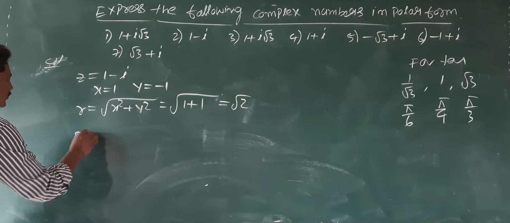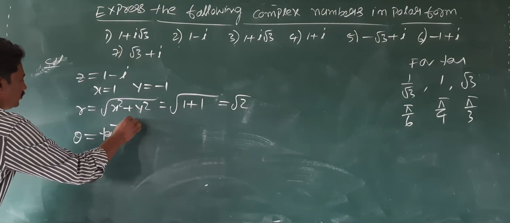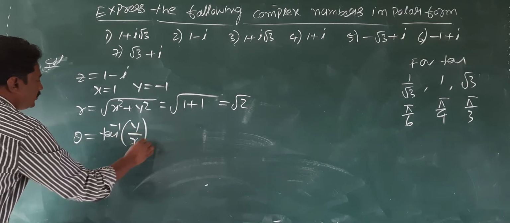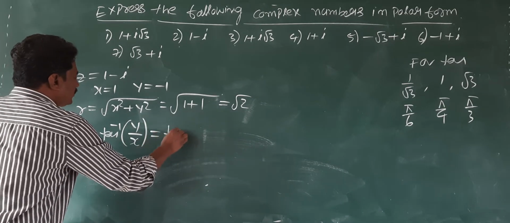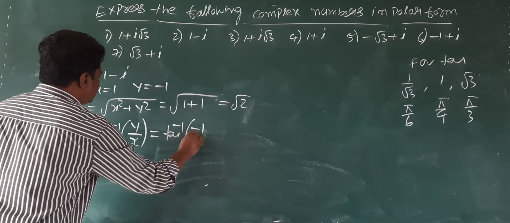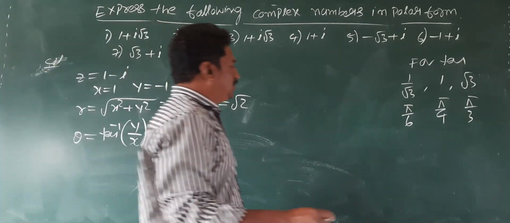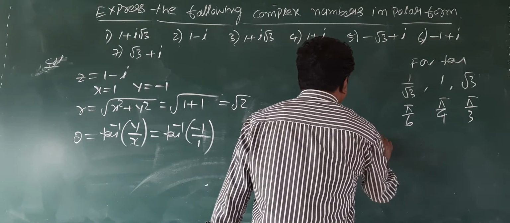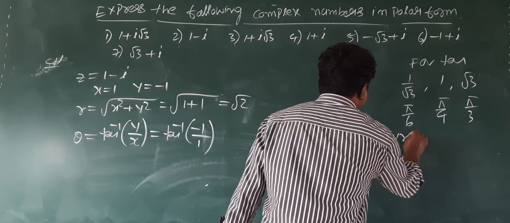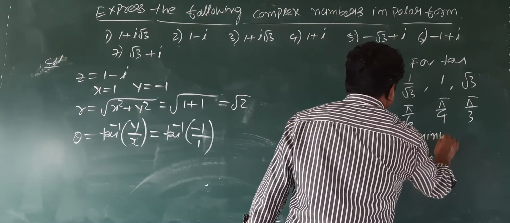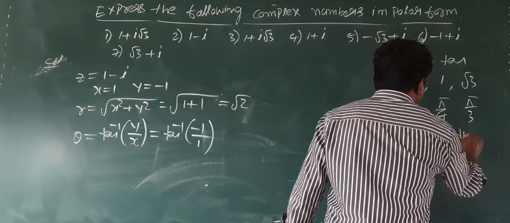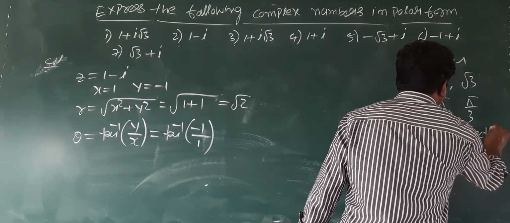So theta is tan inverse y by x. So tan inverse of y, which is minus 1, and x is 1. I told you to remember this point: put the minus sign in the numerator directly outside.